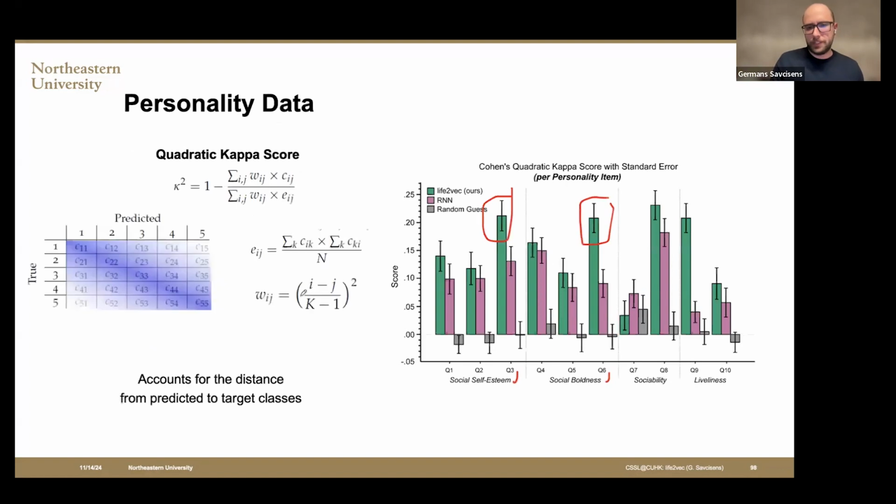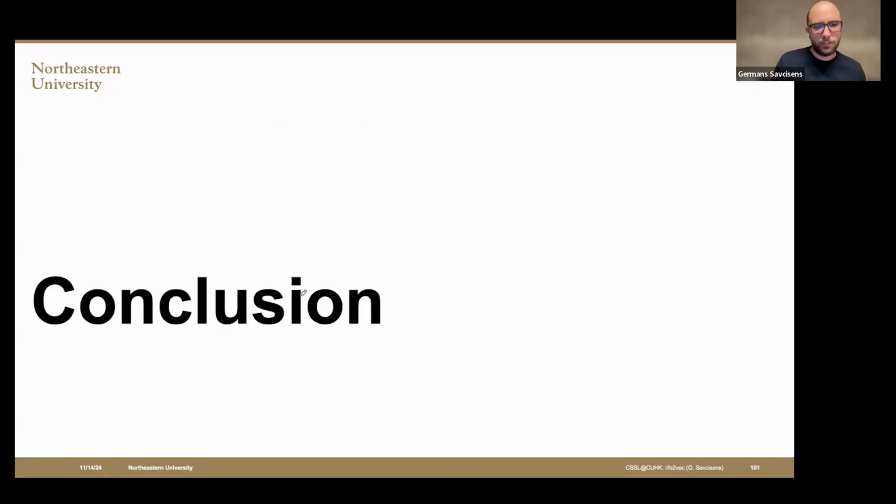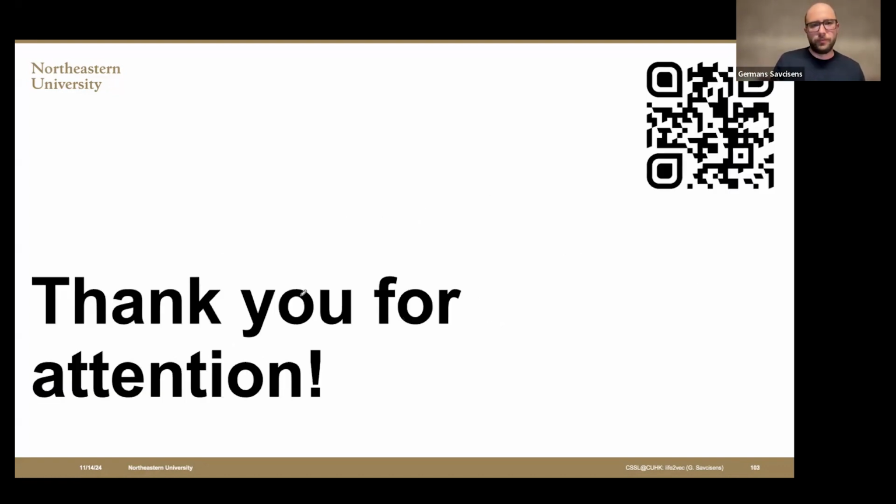And yes, I think that's sort of it from me. So just to recap, what I've presented during this presentation is a method that allows us to analyze more or less raw representations of life trajectories, and we've seen how we can form these life trajectories as text, and how we can then further use LLMs to get explainable predictions. Yes, thank you very much.